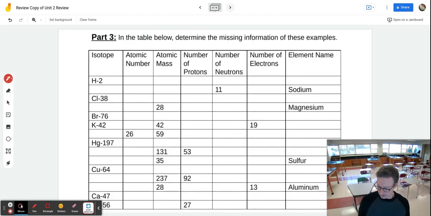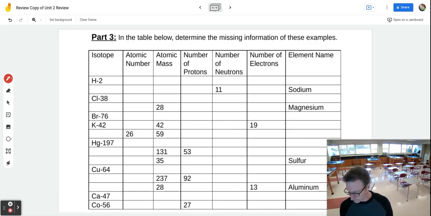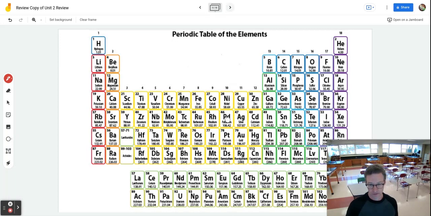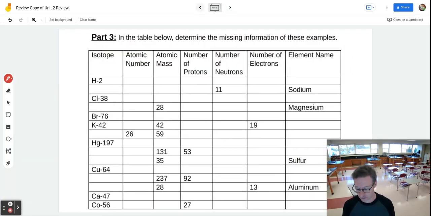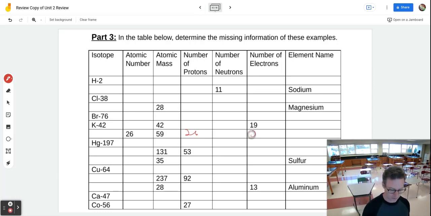All right, so to fill in this table, we can look at the periodic table for some of the ones that we might need, but we don't need them for all of them. Anytime you have the atomic number, you also know the number of protons, for example here 26, and the number of electrons, assuming none of these have a charge, which none of them do in the cases that we see here.